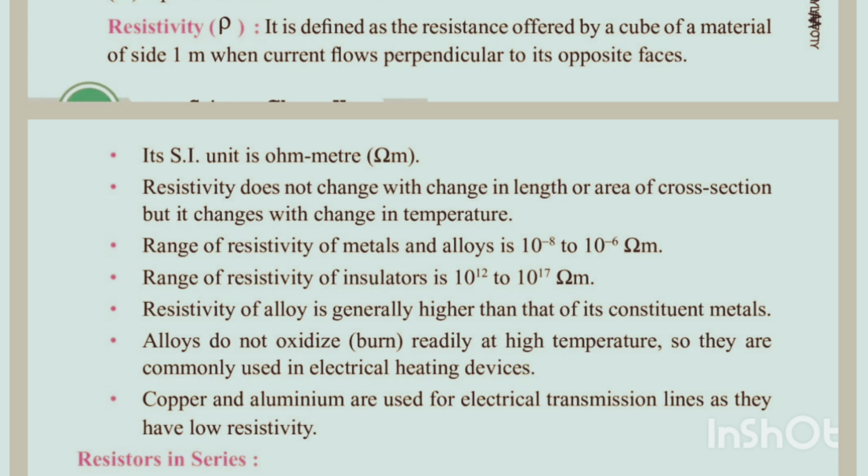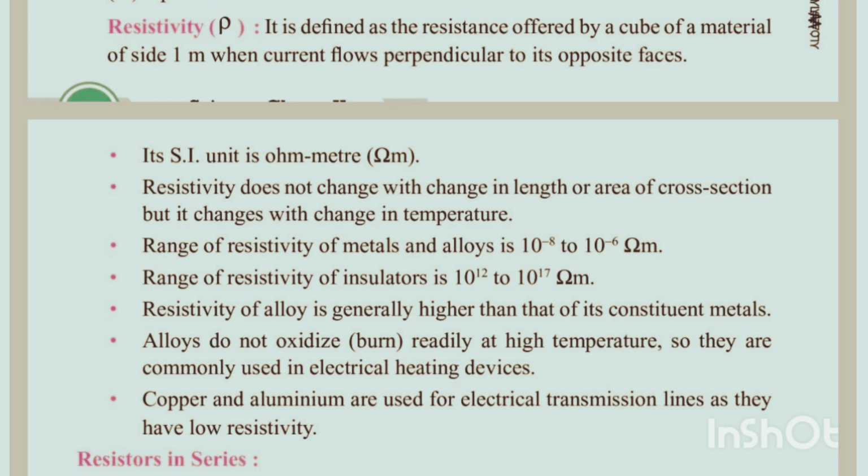Okay. Then next we have copper and aluminium, which are used for electrical transmission lines as they have low resistivity. So what are we using? Copper and aluminium. Why are we using copper and aluminium? Because they have low resistivity. Or you may have a question like which are the two elements which have low resistivity, that is copper and aluminium. Okay.